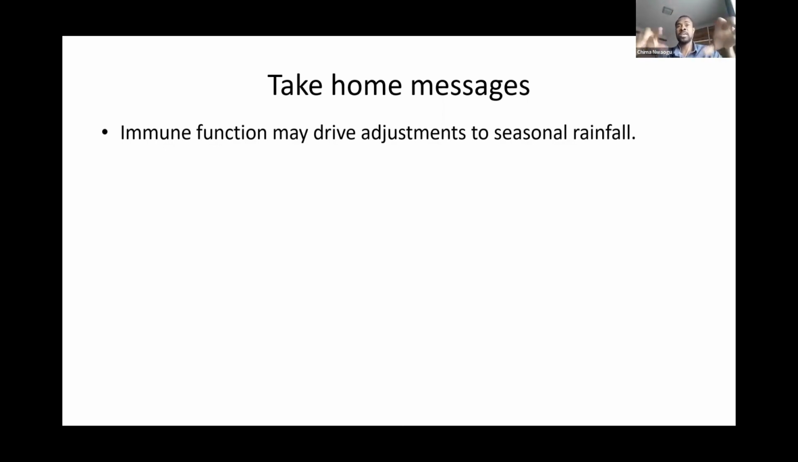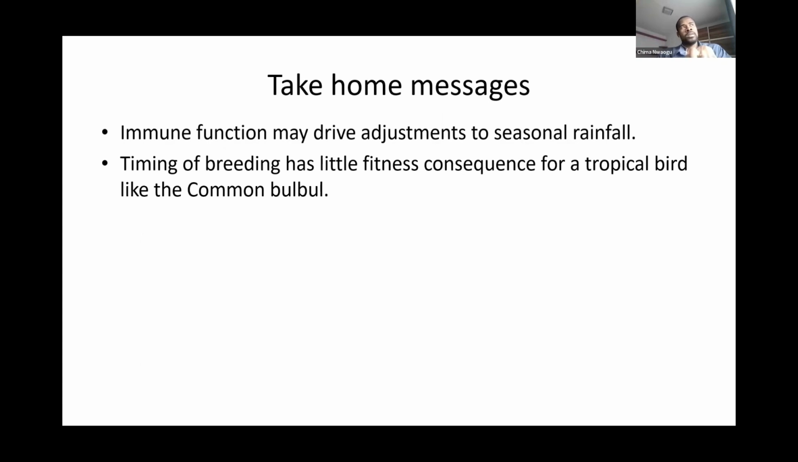And by birds being able to maintain their immune function in such a way that helps them throughout the year, they're able to cope with the seasonal rainfall and still able to maintain breeding. And it looks like the timing of breeding has little fitness consequence on this species because the birds can actually just breed at any time in the year when the opportunity is there and their condition is suitable for breeding.